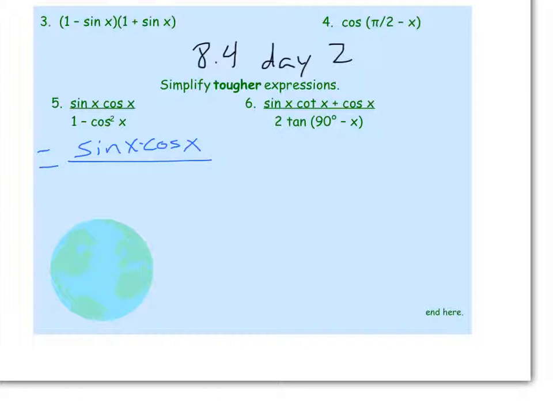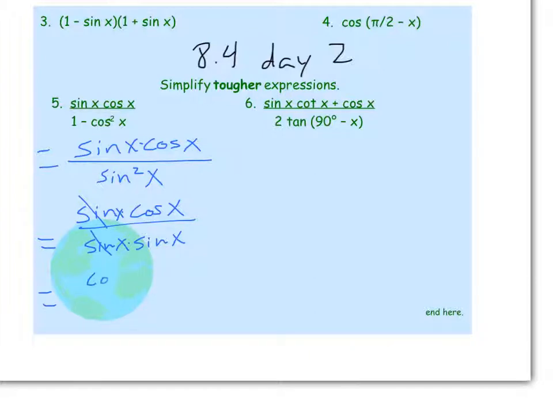Okay? We have it in our list of identities that 1 minus cosine squared equals sine squared. Now what I can do is take the bottom, sine squared of x, and split that up as sine of x times sine of x. When I do that, a pair of those cancel, and I am just left with cosine over sine.